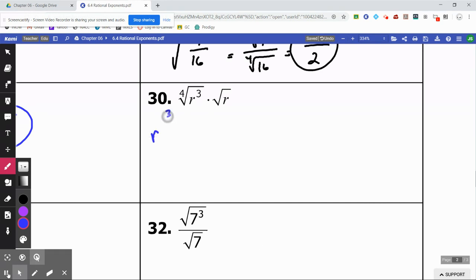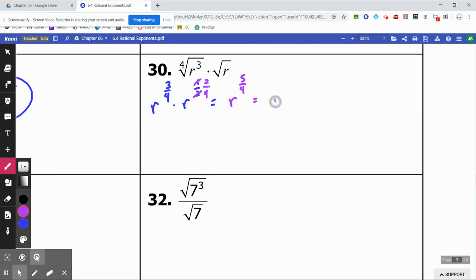That'd be r to the 3/4 times r to the 1/2. Okay, we need a common denominator, so we've got a 4. We need a 4 over here, so multiply top and bottom by 2. Gives you a 2 over 4. Add your exponents to be r to the 5/4 power. Since that is improper, we should be able to simplify it.